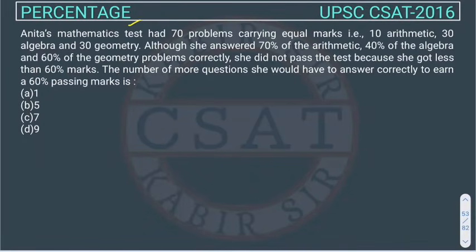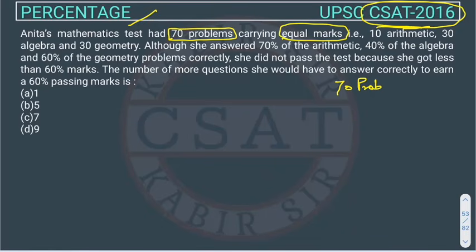This is a question of percentage asked in UPSC CSAT 2016. Right. So the question is, Anita's mathematics test had 70 problems, carrying equal marks. They have not given the marks, but they are saying that there are 70 problems and each has equal marks. Right.